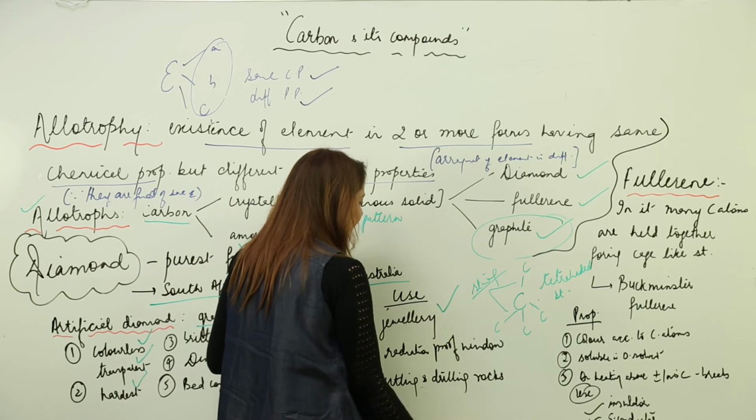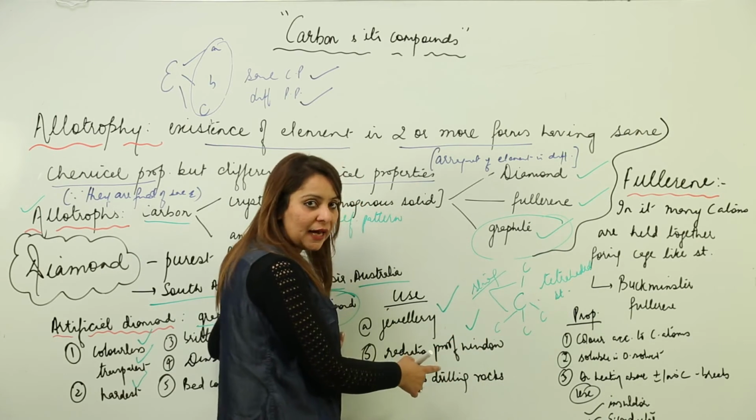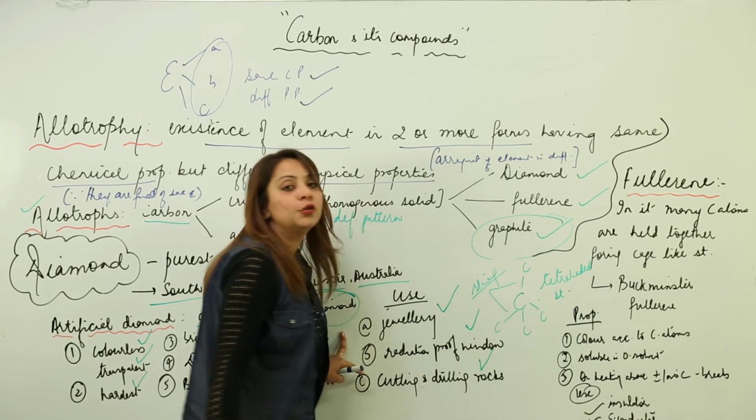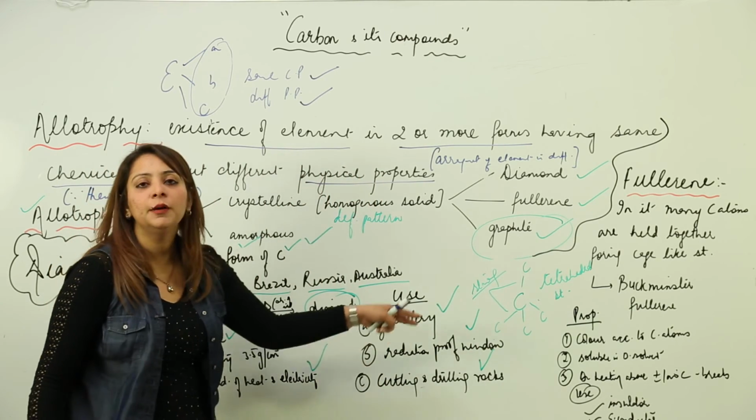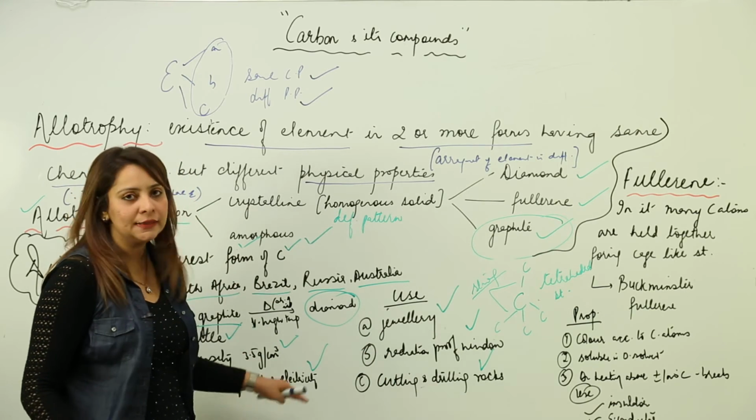Now what are the uses basically? Used in making jewelry, you all know. Used in making radiation proof windows in space satellites, used for cutting and drilling rocks. So these are the basic uses, but it is still used for many other purposes also. So this is what diamond is.